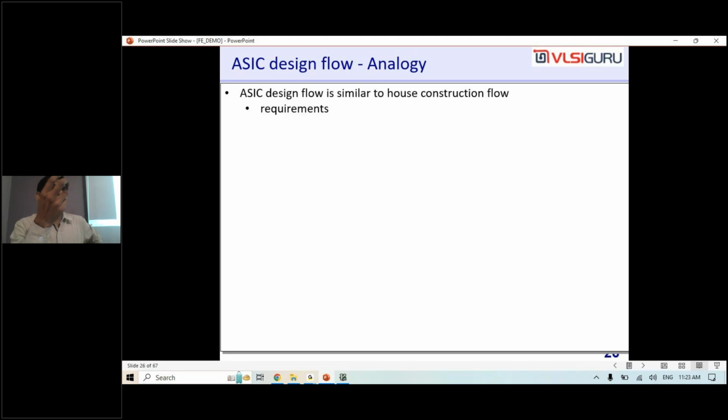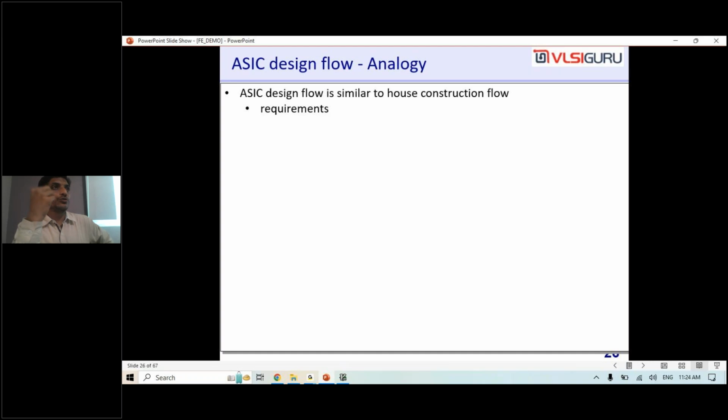First, write down your requirements. What kind of house do I want? How many floors do I want? How many rooms do I want? What type of flooring do I want? What kind of walls do I want? You'll write down, right? Before you do anything, you write down your requirements.